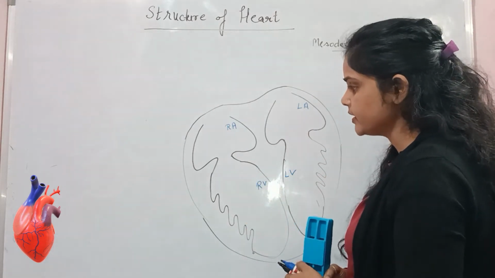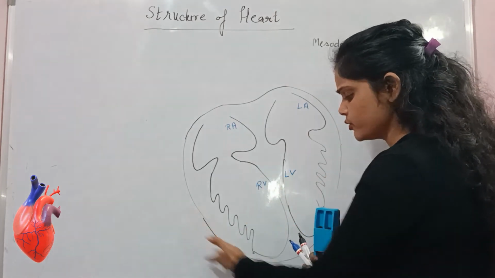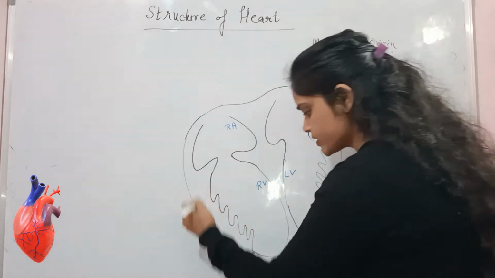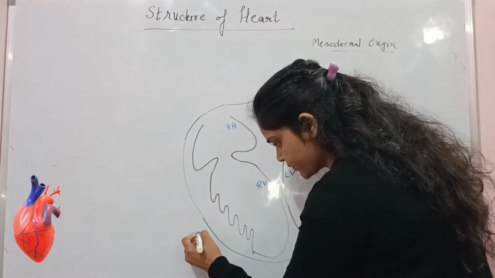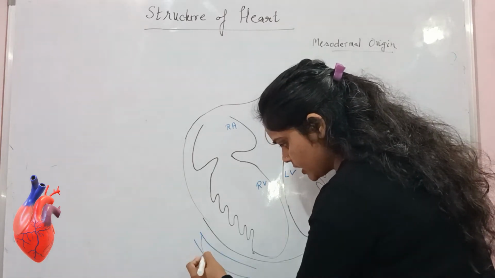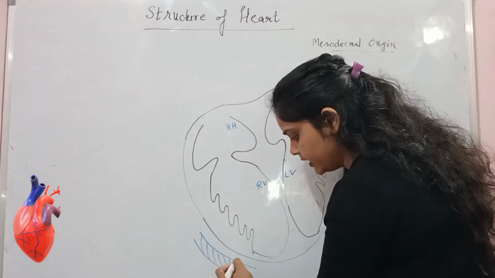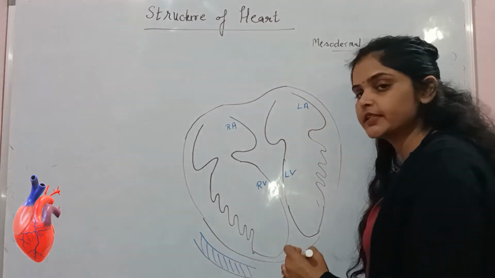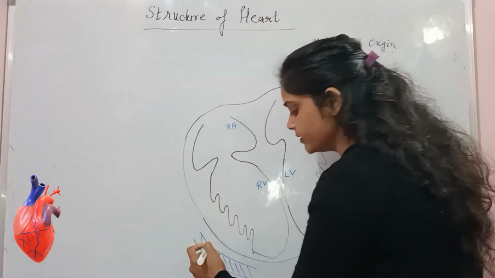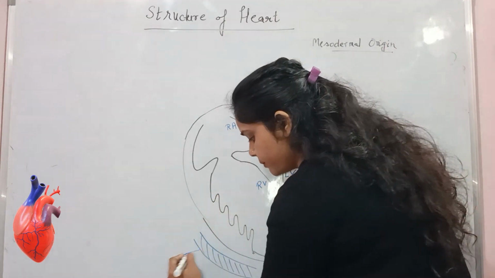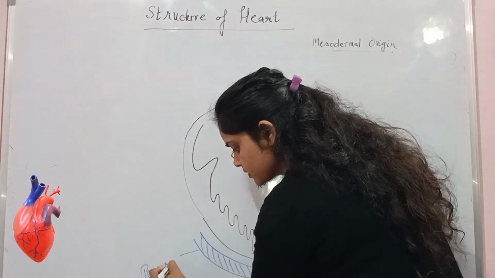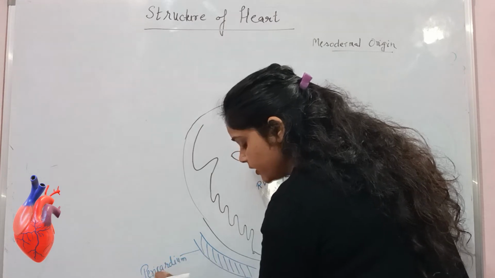Next, let's see which is the outermost covering. First of all, let me talk about the protective covering which is present outside the heart. So if I say a layer is present outside the heart which is having 2 parts, one is the outer and another is what? The inner. So we say it what? A pericardium. What is that? This is what? A pericardium.